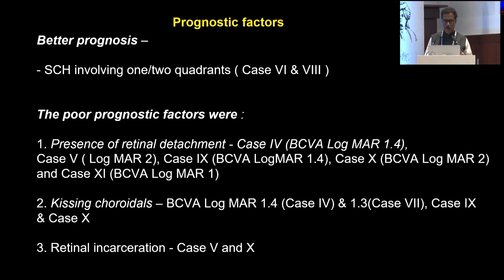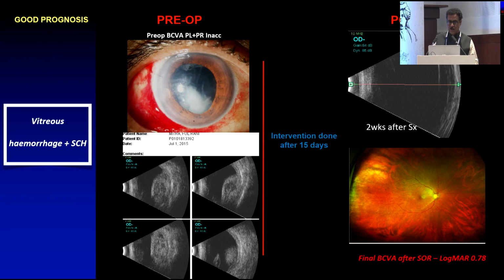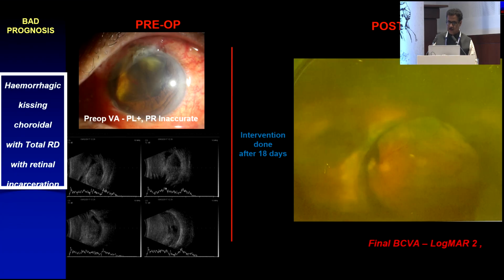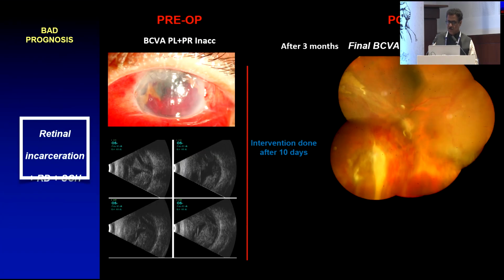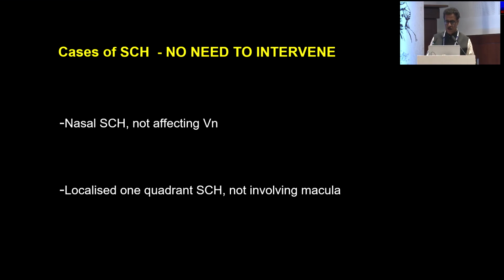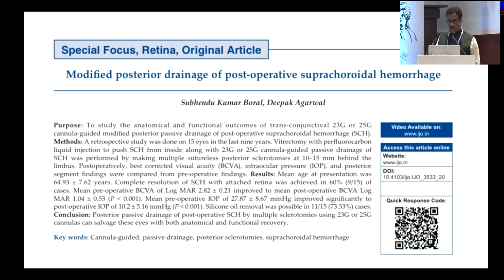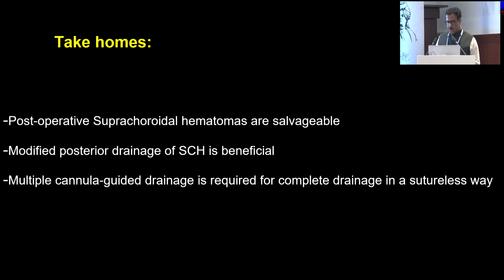So better prognosis cases are always SCH involving 1 or 2 quadrants, and poor prognostic factors are presence of retinal detachment, retinal incarceration, kissing choroidals, all these factors. So these are the good prognosis cases. These are the bad prognosis cases. So sometimes you should not remove the oil. So no need to intervene in case of nasal SCH, localized 1 quadrant SCH. So we have published our case report here.